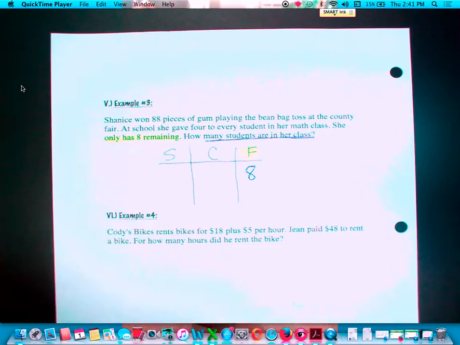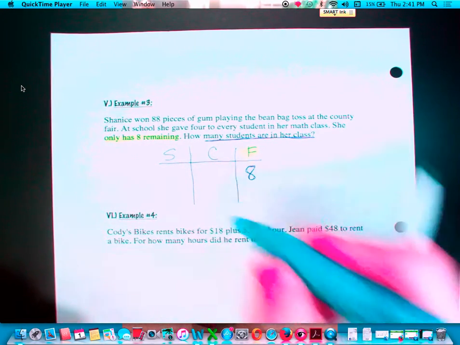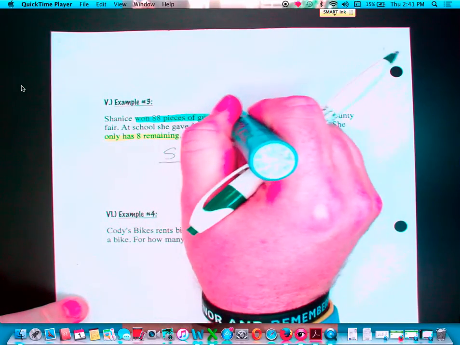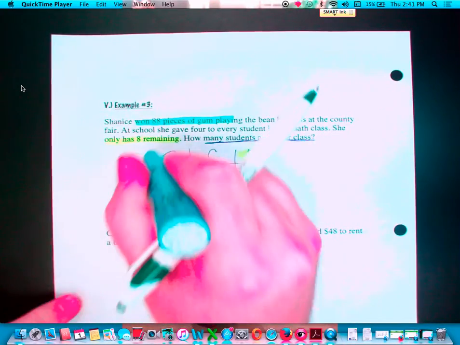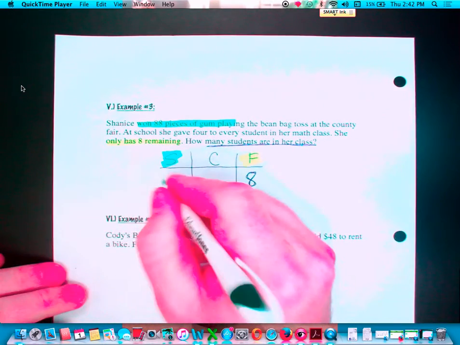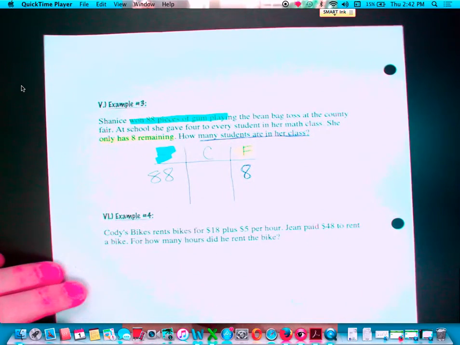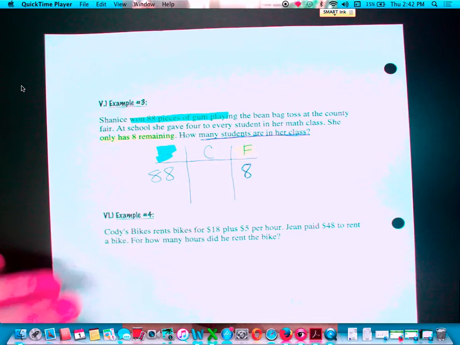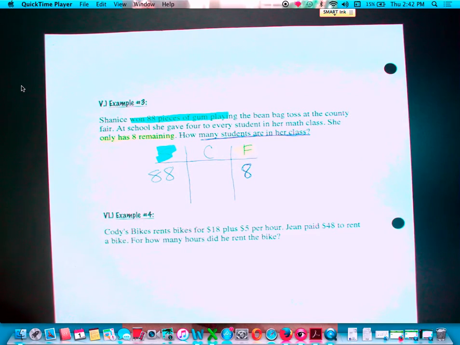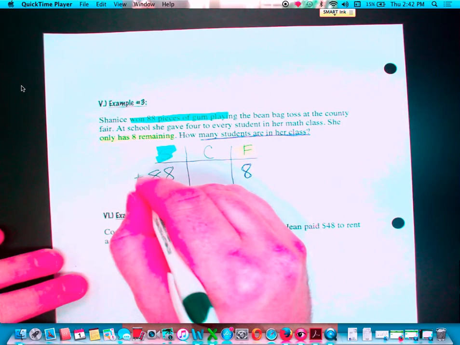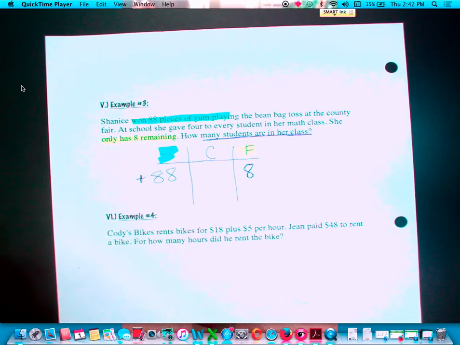Well, she tells us right up here that she won how many pieces? She won 88 pieces of gum. That's going to be my blue, so make sure you underline it there, highlight it or something. So you won 88 pieces of gum. Now, if you win 88 pieces of gum, is it going to be positive or negative? I don't think you can win negative 88 pieces of gum. What would that be? Already chewed pieces of gum, I guess. So in this case, it's going to be 88. So we have a positive 88.